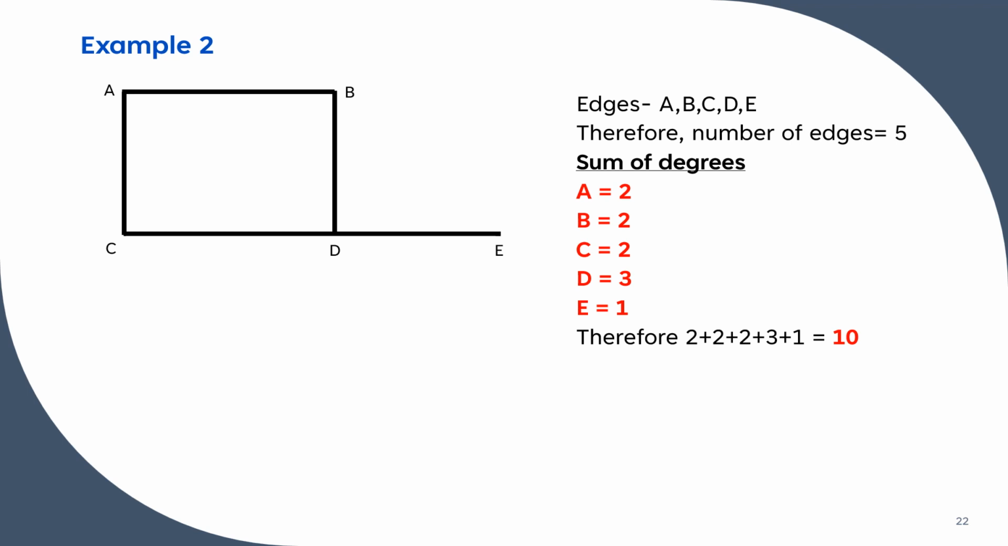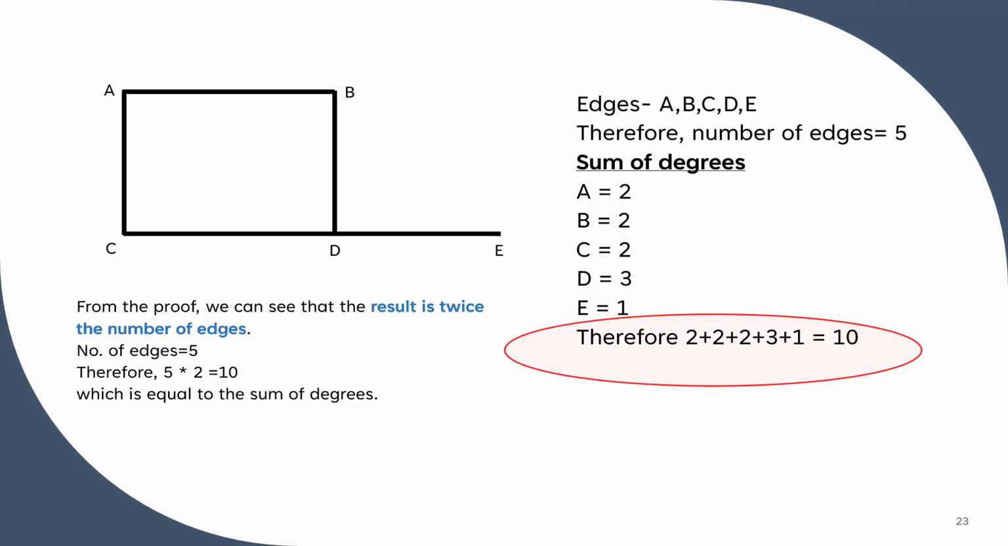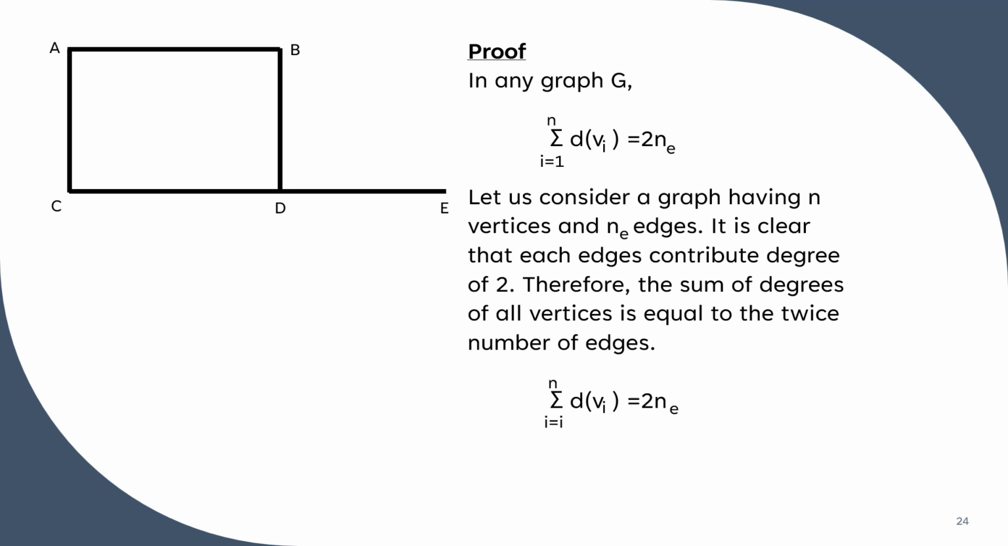So let us go on to the proof of the given theorem. In any graph G, the sigma d of V is equal to 2e. Let us consider a graph having n vertices and e edges. It is clear that each edge contributes a degree of 2. Therefore, the sum of degrees of all vertices is equal to twice the number of edges. That is, the sigma d of V is equal to 2e.